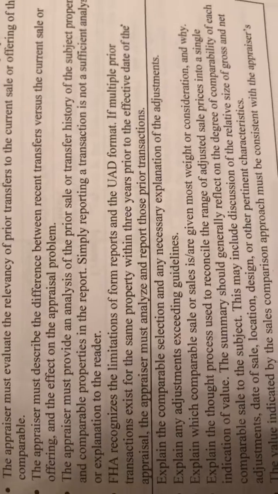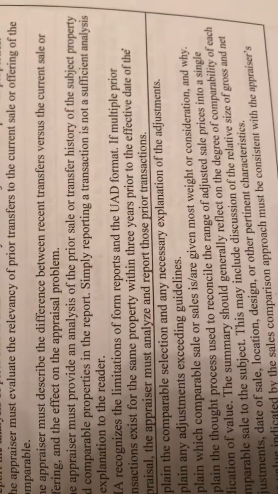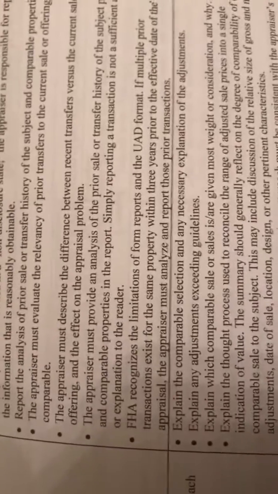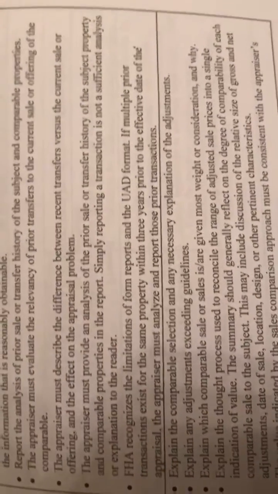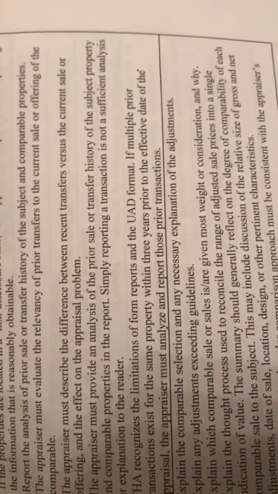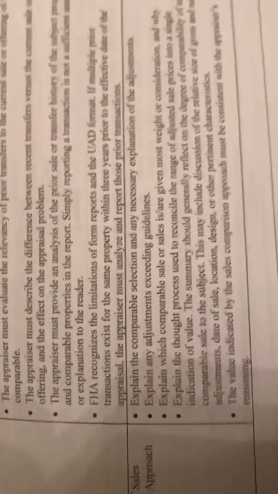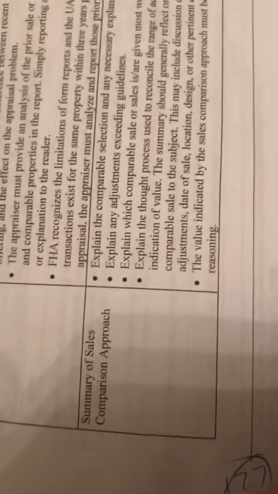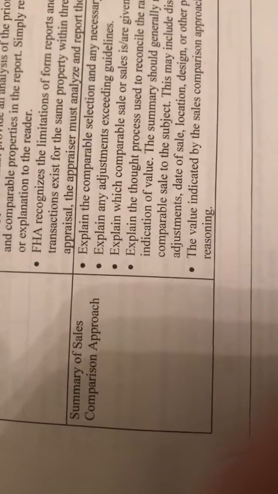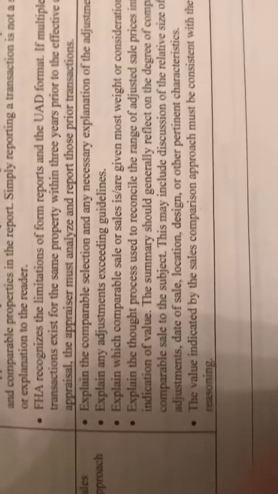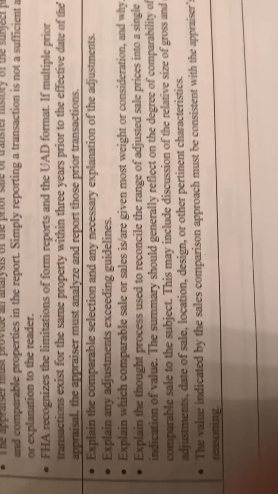FHA recognizes the limitations of form reports and the UAD format. If multiple prior transactions exist for the same property within 3 years prior to the effective date of the appraisal, the appraiser must analyze and report those prior transactions. Field: Summary of sales comparison approach. Protocol: Explain the comparable section and any necessary explanation of adjustments.